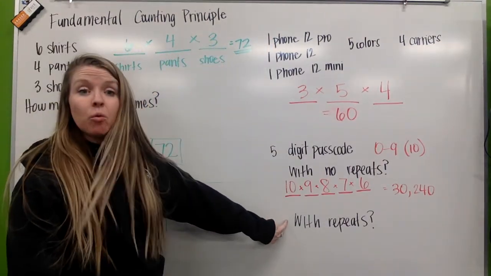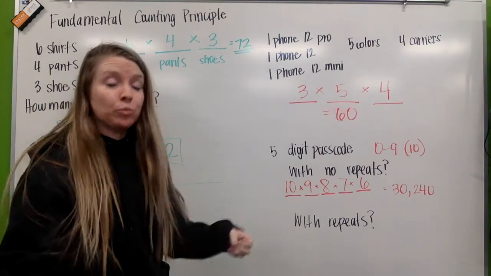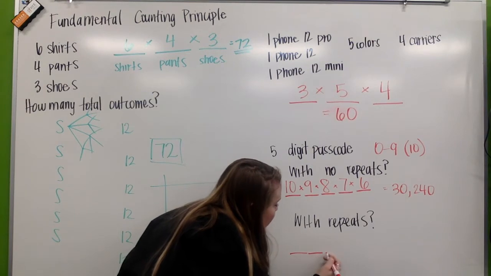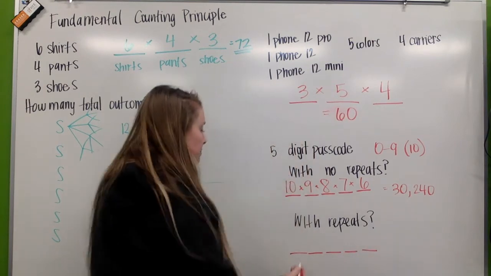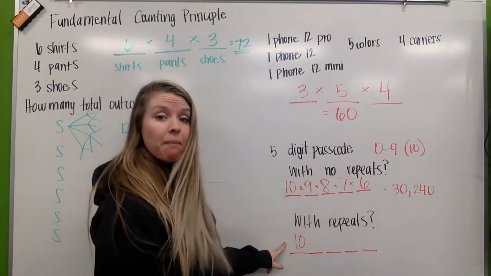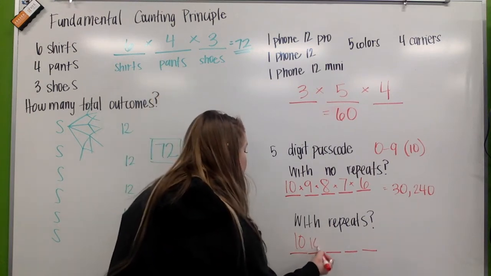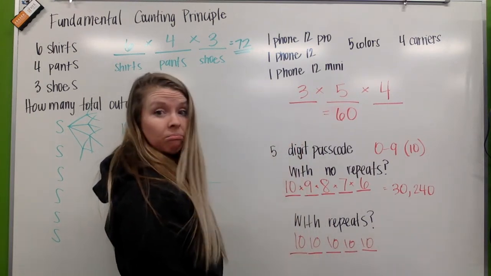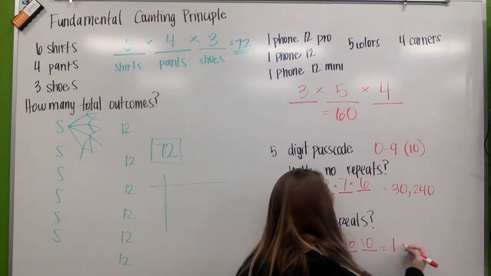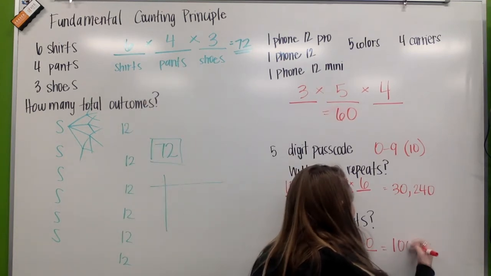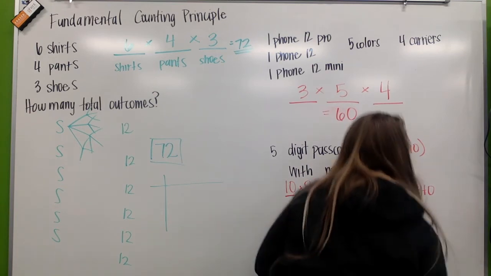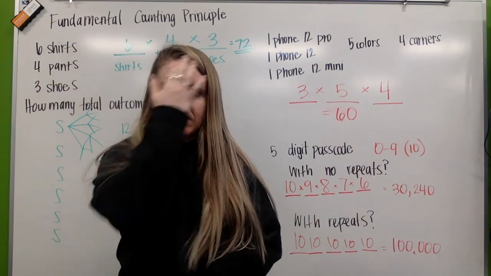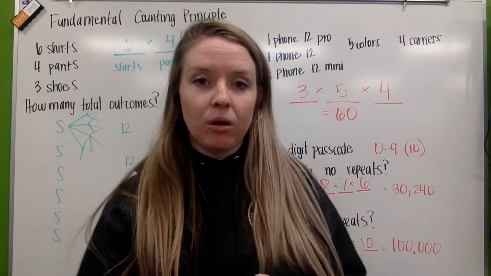Well, let's make it even more tricky. What happens if we can repeat? So I can use a number more than once. I'm still going to have 5 slots, but now I pick a number here and it doesn't matter. I can use that number here, and here, and here, and here. If we multiply these together, we get 100,000 options. Okay? The fundamental counting principle.